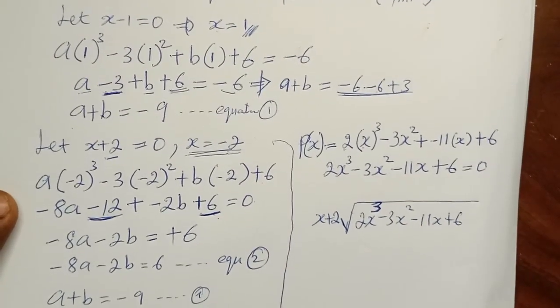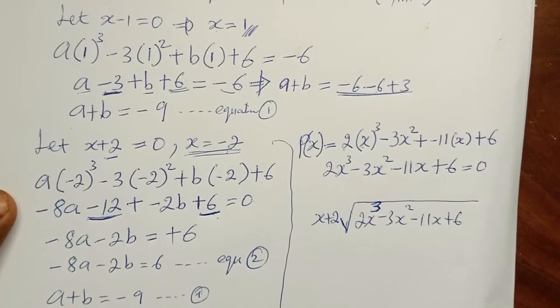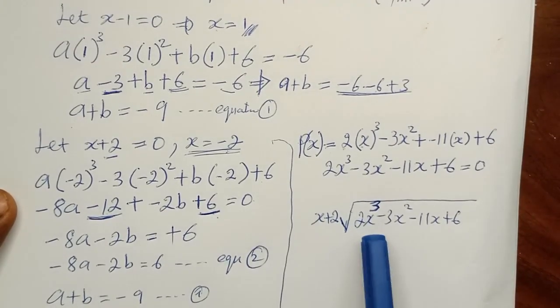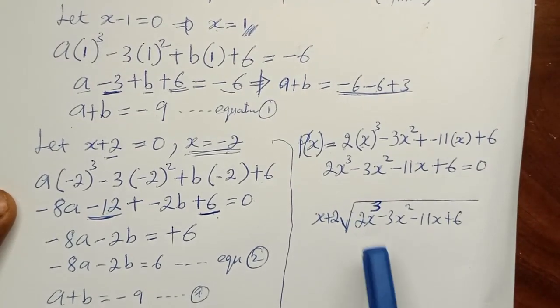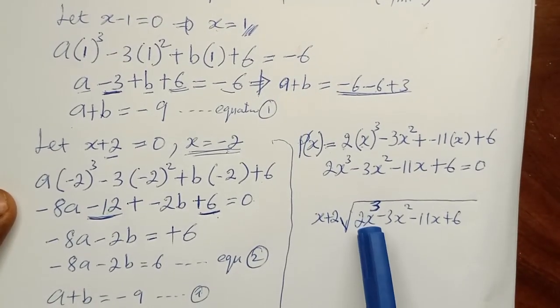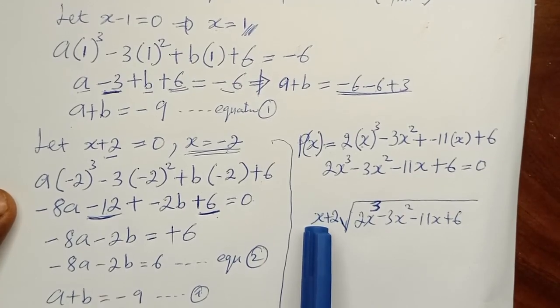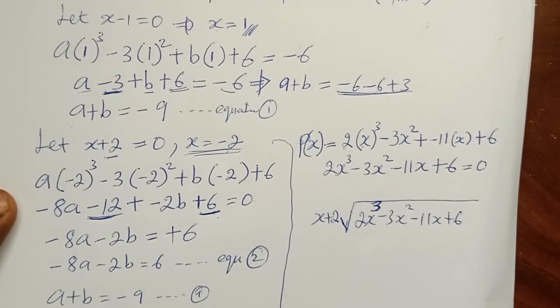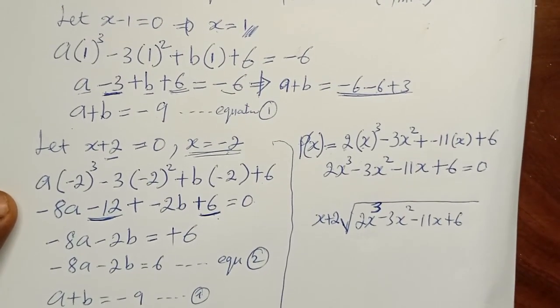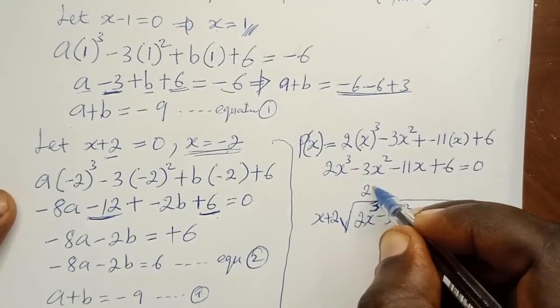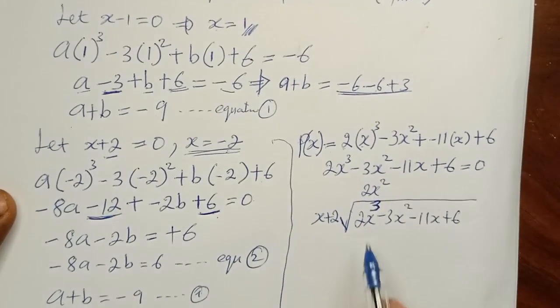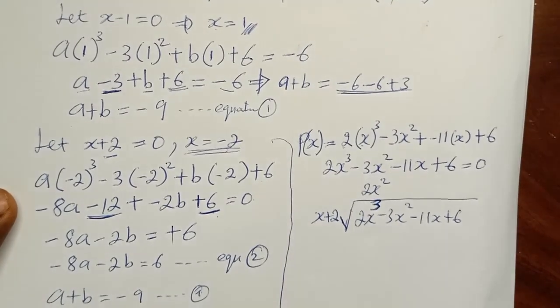2x cubed. So looking at the cube, we need to make use of this first expression, which is 2x cubed. We ask ourselves, if we take this 2x cubed and divide it by x, what are we going to have? We are going to have 2x squared. 2x cubed divided by x is 2x squared.